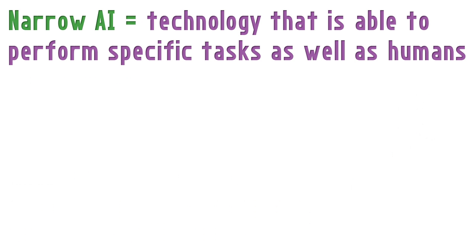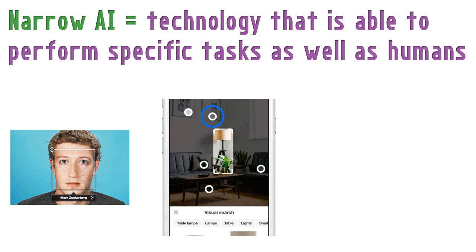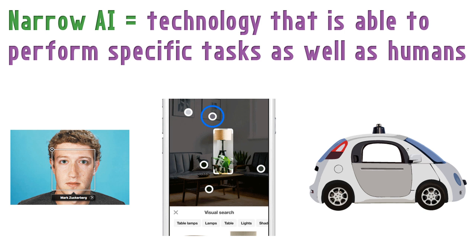What we can actually do falls into the concept of narrow AI. Technologies that are able to perform specific tasks as well as humans do. Examples of narrow AI include Facebook's facial recognition, Pinterest's image classification, and Google's self-driving car. AI technologies exhibit some aspect of human intelligence, and that intelligence comes from machine learning.